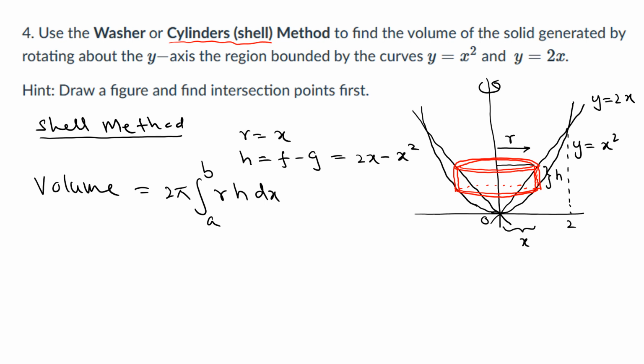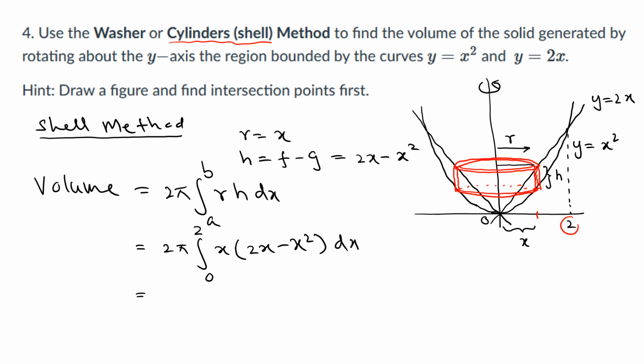In this case the variable is x, because you can see that the thickness is in the x direction. So let's plug in here. It is 2 pi, limit going from 0 to 2, because these are x limits. It's not the y limits, it's the x limits, so 0 to 2. And then the radius, which is x, and the height, which is 2x minus x squared, dx.